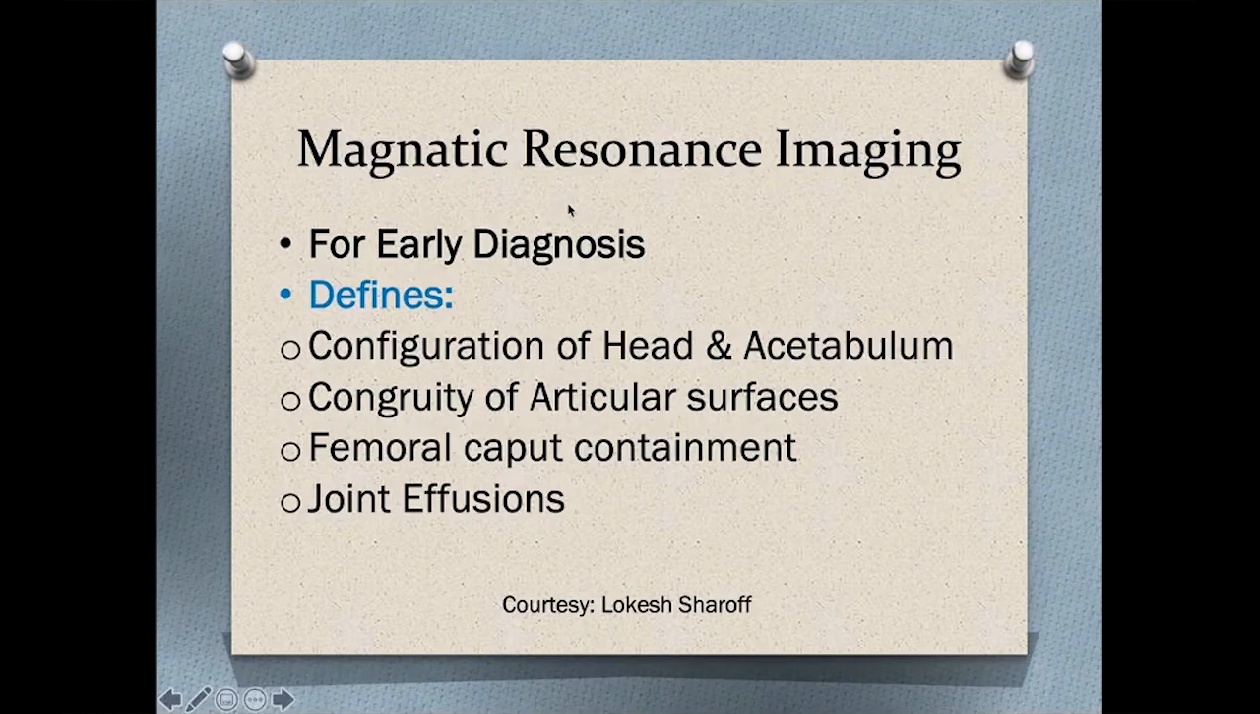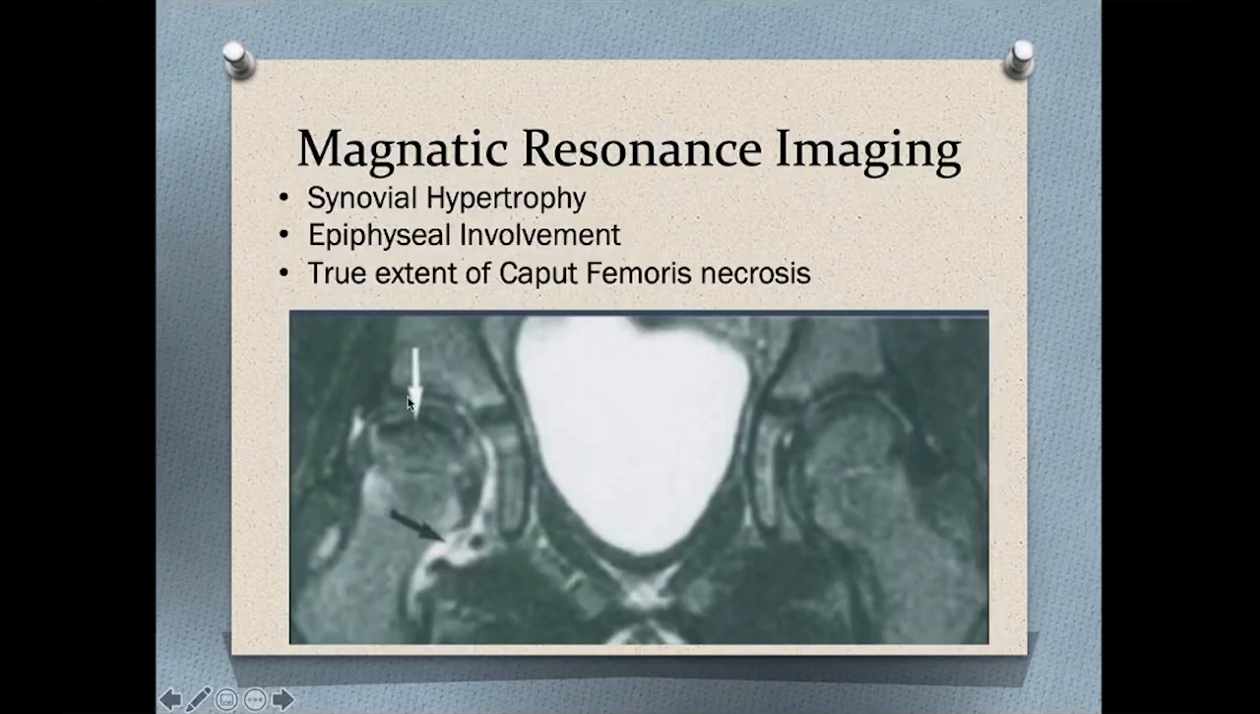MRI is used in early stages. It gives you a good configuration of the acetabulum. It gives you good articular cartilage surface area definition, and the femoral head is contained a little bit in the early stage. It will also give information about the joint effusion if it is available, and synovitis, and this shows the effusion and the synovitis in the early stage of necrosis.